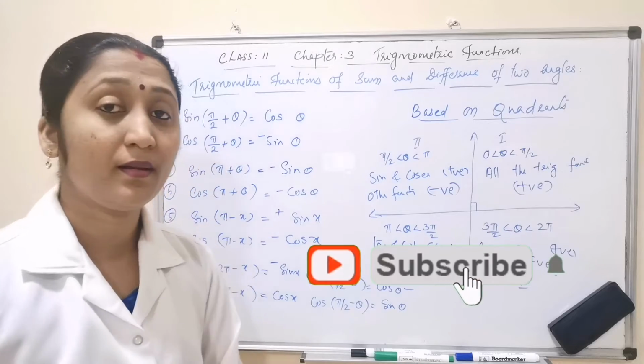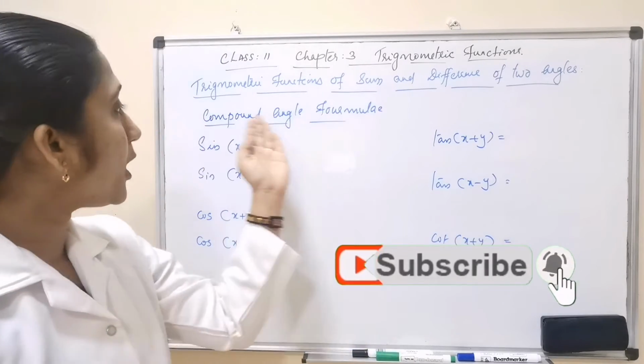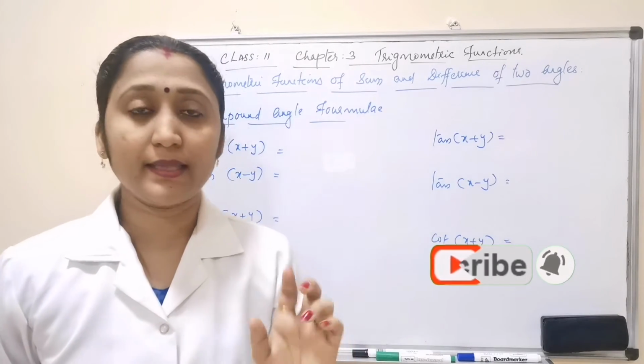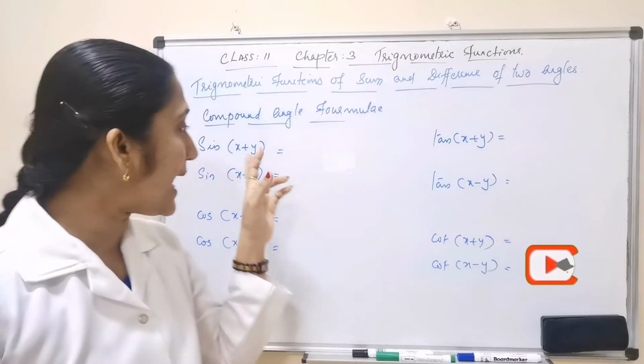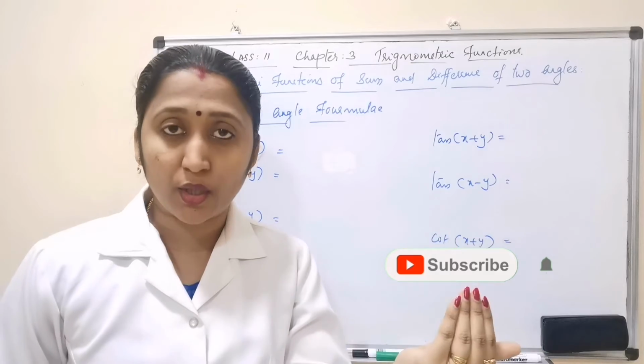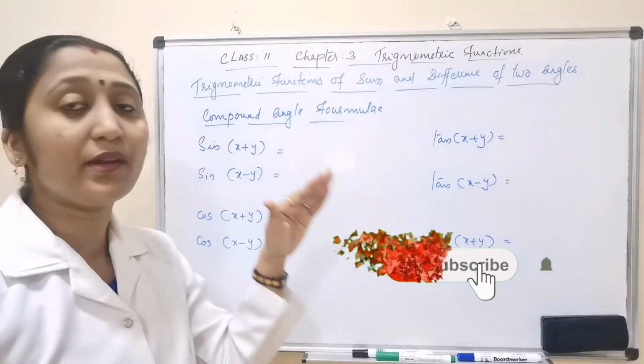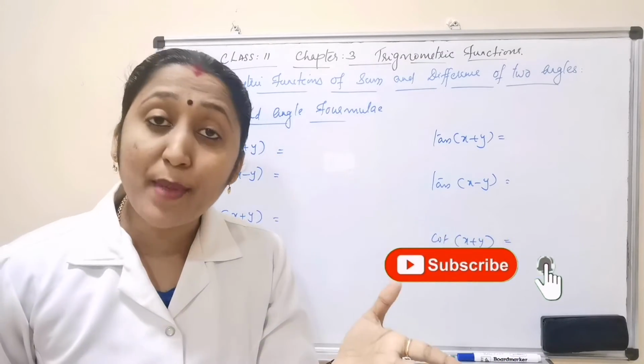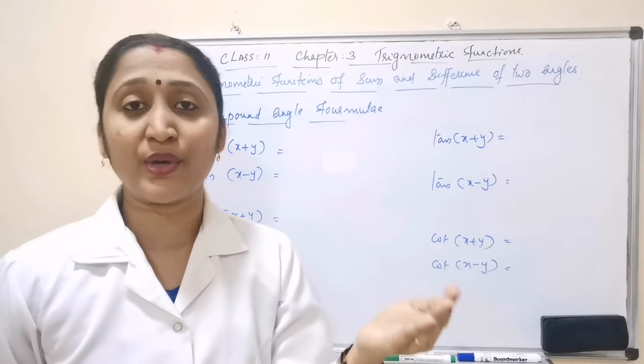Okay. Next, the compound angle formula. Compound angle means angle 1 and angle 2, that is theta 1 and theta 2, or here x and y, two angles. The sum of angles and the difference of angles.